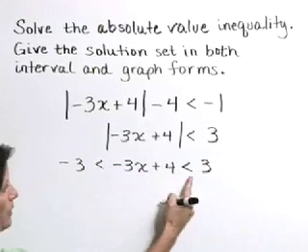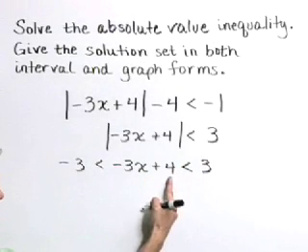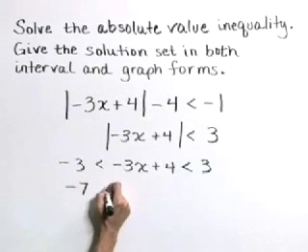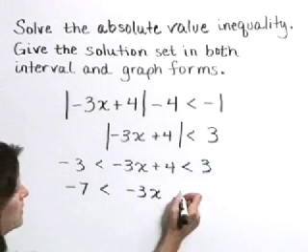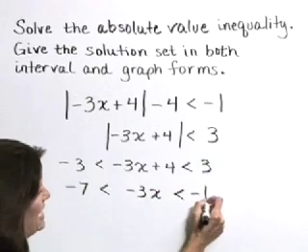Now let's solve this three-part inequality for x. Start by subtracting 4 from each piece. So negative 3 minus 4 is negative 7. That's less than negative 3x in the middle, which is less than 3 minus 4, which is negative 1.